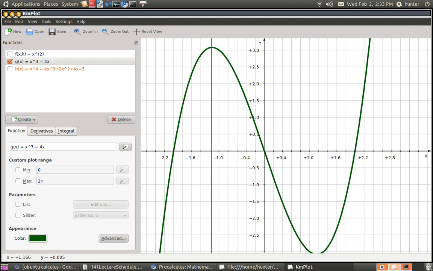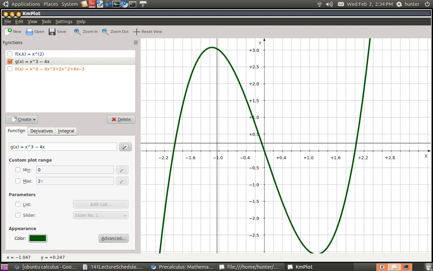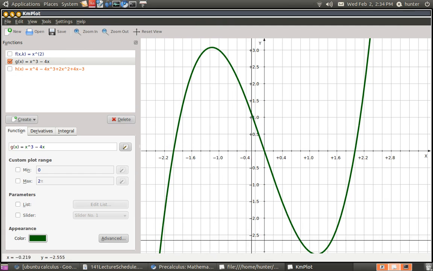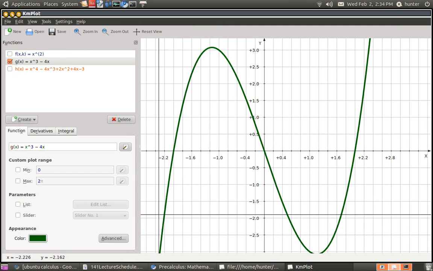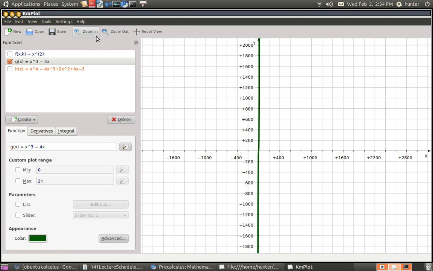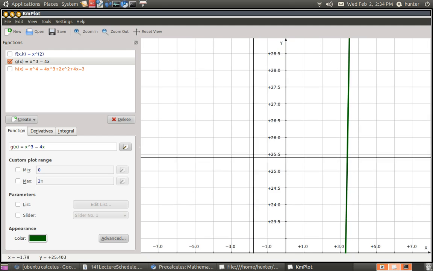Now this is kind of a more interesting question, right? It does some interesting things. It's not just a big cup. So let's ask ourselves first, where is it increasing? Right? So it's increasing. You can't see. If we were to zoom out, whoa, that's zooming out a little too much.